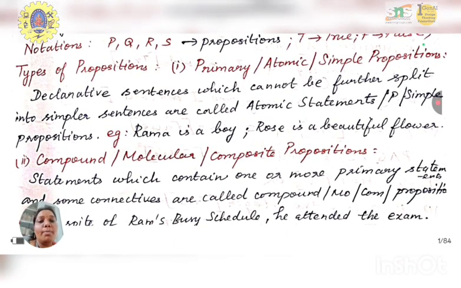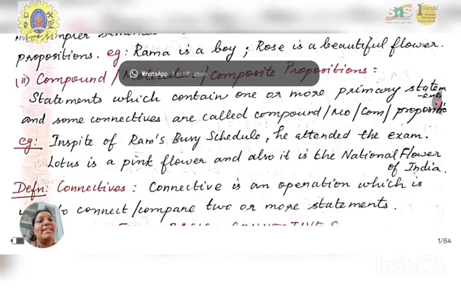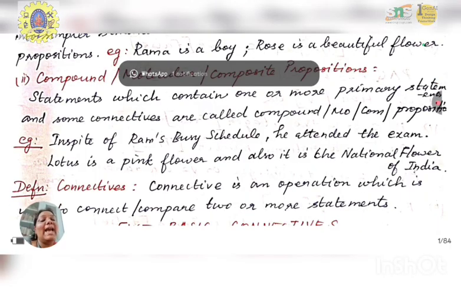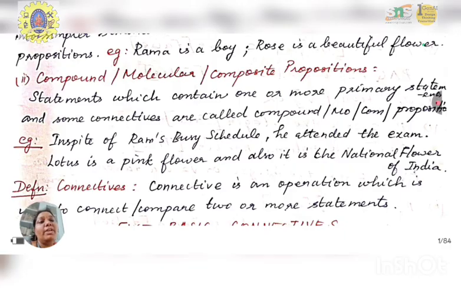Next is the compound proposition, which combines sentences: a statement which contains one or more primary statements. For example, in spite of Ram's busy schedule, he attended the exam. Here there are two sentences combined. We can split the sentence as Ram has a busy schedule, and Ram attended the exam. These are the two simple sentences. We combine the two simple sentences as: in spite of Ram's busy schedule, he attended the exam.